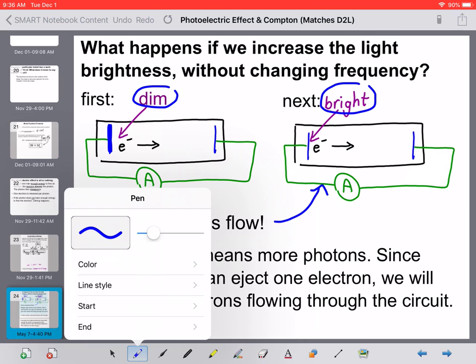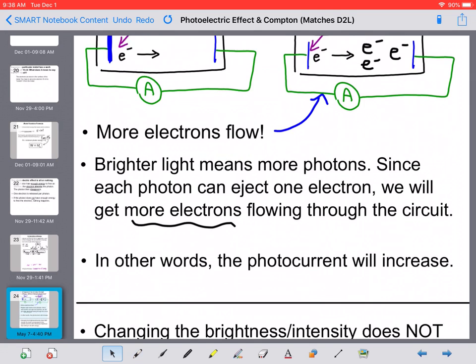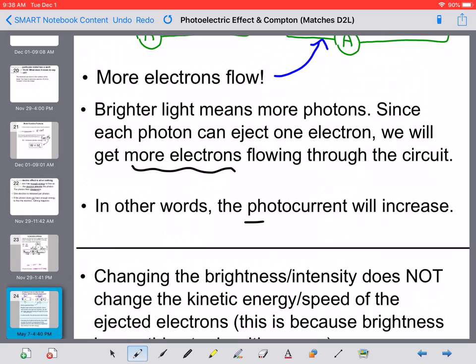The reason for that is because if you use more intense light, that light contains more photons, and since each photon releases one electron, you're going to get more electrons being released. So we're going to get more electrons flowing through the circuit. The photocurrent will increase. Photocurrent is just current, and photocurrent depends on the number of electrons. That's all it depends on. So if you have more electrons, you're going to have more photocurrent, okay?